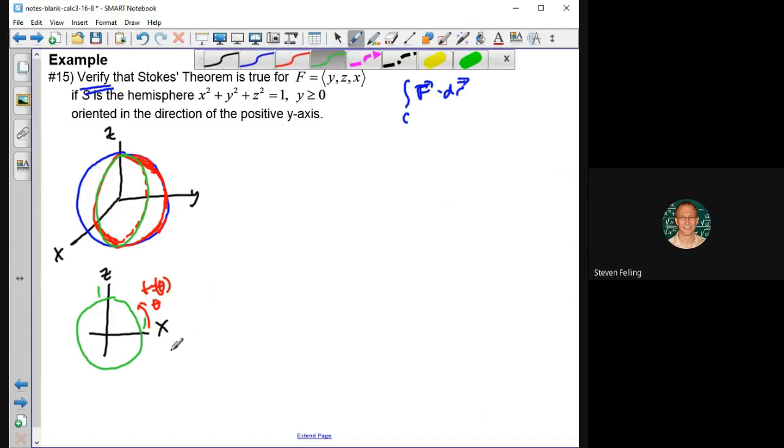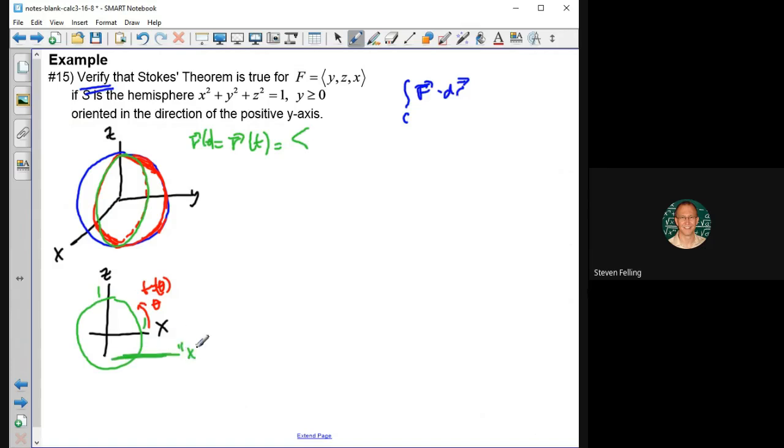I'll use green for that. r of t, I'll call it that, but it's theta, is going to be that x is always r cosine theta, right? So the x here would be r cosine theta, but r is 1, so that's just cosine theta. And then the y here would be r sine theta, which is just 1 times sine theta, but that's actually z, right?